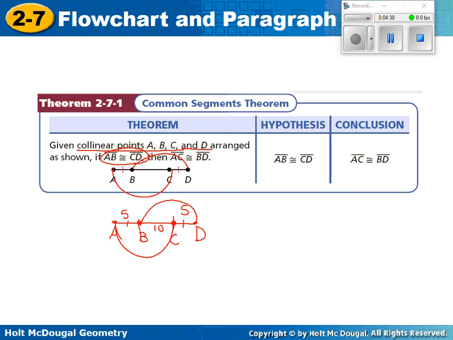15. So if they share a common part, that's why it's called the common segments theorem. If they share a common part, and then you have 2 parts congruent, then 2 parts will be the same as the other 2 parts. So that's common segments theorem.